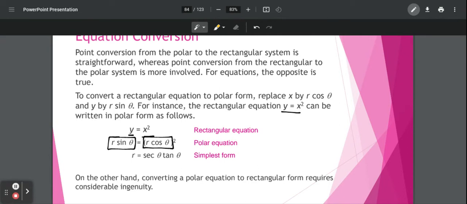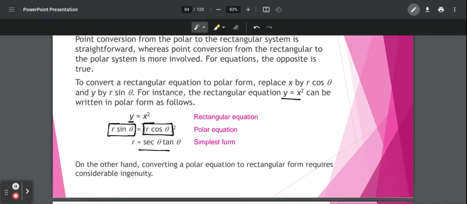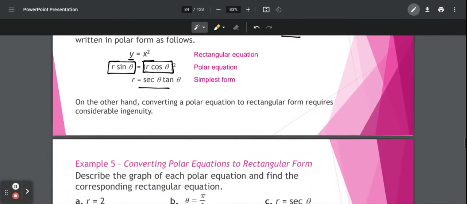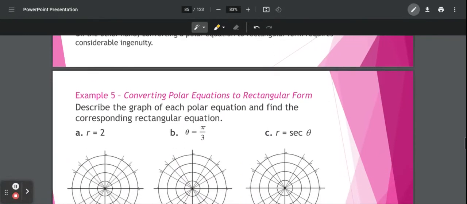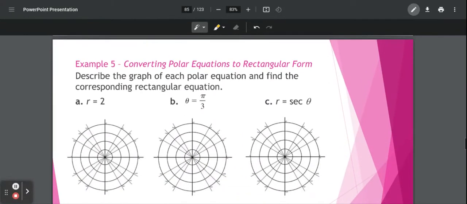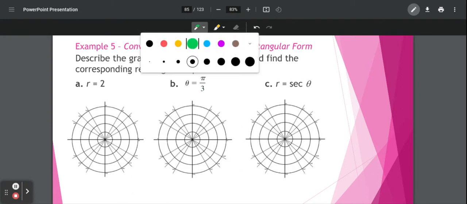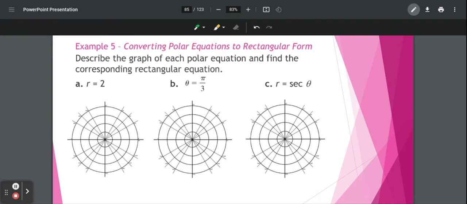And if we were to simplify all that, we would get secant theta tangent theta, using our trig information that we have from before. So let's look at these three equations, and we're going to convert them back to rectangular. So we need to get rid of the r's and the thetas. But first, let's graph them, because sometimes by graphing them, it can help you recognize what the equation should be.